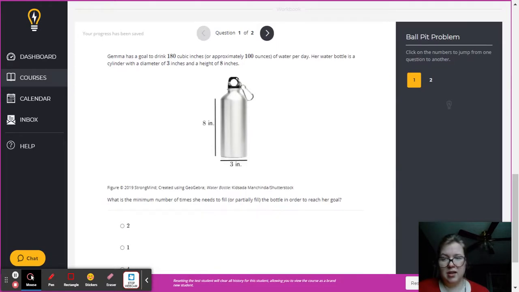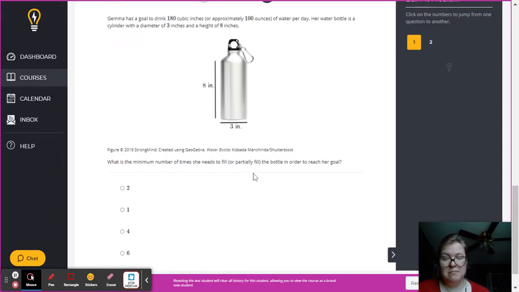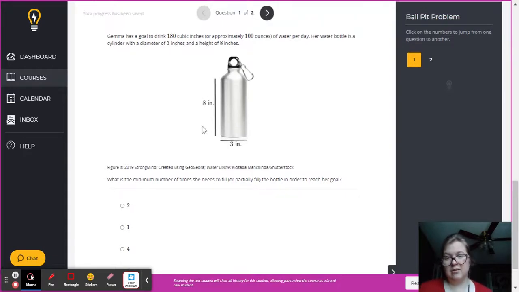Gemma has a goal to drink 180 cubic inches, or approximately 100 ounces, of water per day. Her bottle is a cylinder with a diameter of 3 inches and a height of 8 inches. What is the minimum number of times she needs to fill or partially fill the bottle in order to reach her goal? So we have to figure this out in cubic inches.